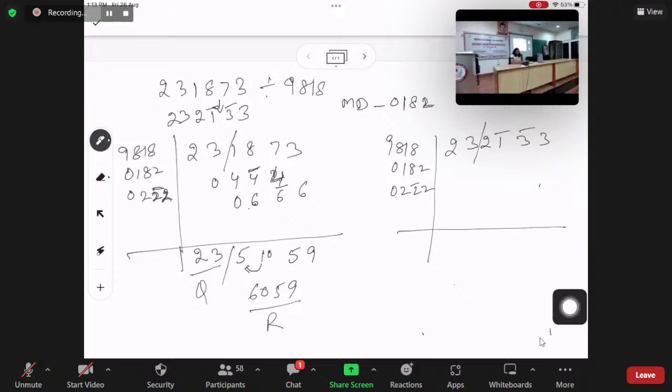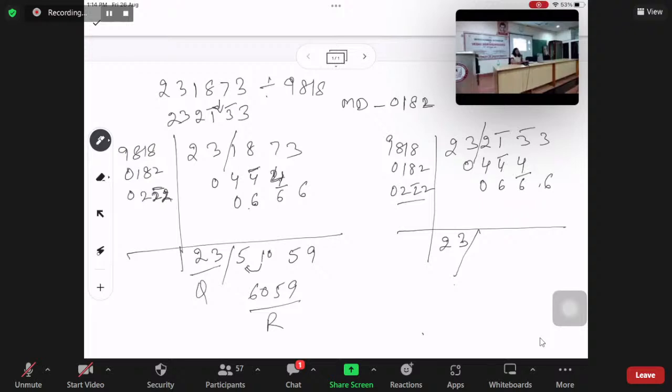First number as it is 2. Multiply with the modified divisor. 2 into 0 is 0. 2 twos are 4. 2 twos are 4 bar. And 2 twos are 4. Next number is 3 plus 0 is 3. We put a slash. 3 into 0 is 0. 3 twos are 6. 3 twos are 6 bar. And 3 twos are 6.